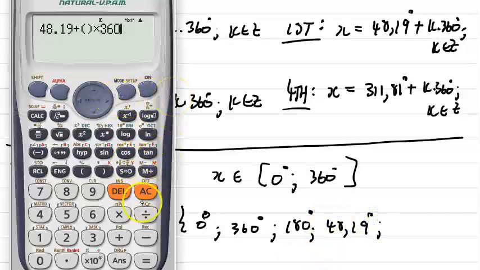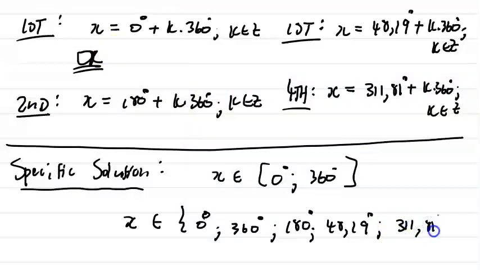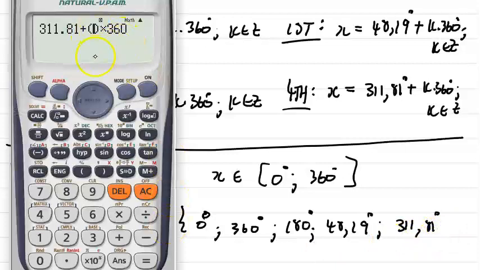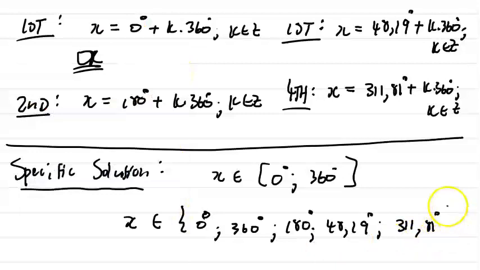And now let's go look at that one. 311.81 plus open and close brackets times 360 degrees. So here, once again, if you put a minus 1 there, you'll get a negative answer, and we only have positive values here from 0 to 360. So you put 0, and your answer will be acceptable: 311.8. So that will be 311.81 degrees. And if you put 1, you're going to get quite a large value greater than 360. So we can't accept that. That's not in our domain. So these are the solutions in the domain from 0 to 360 if this was a specific solution.